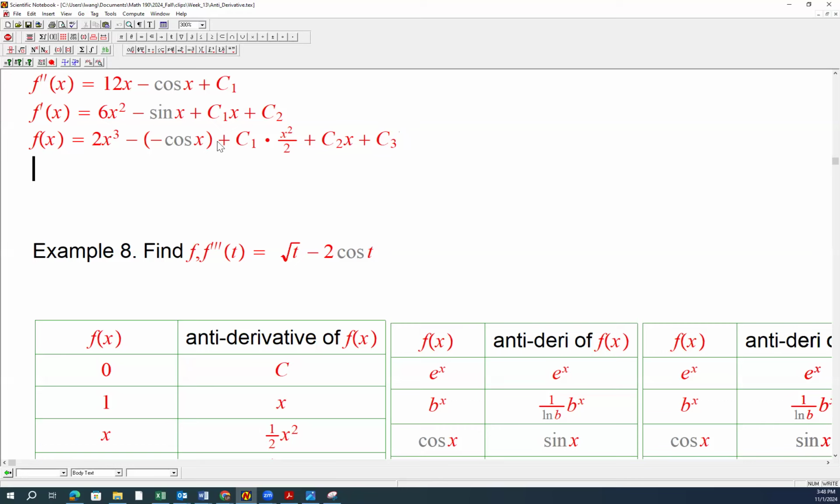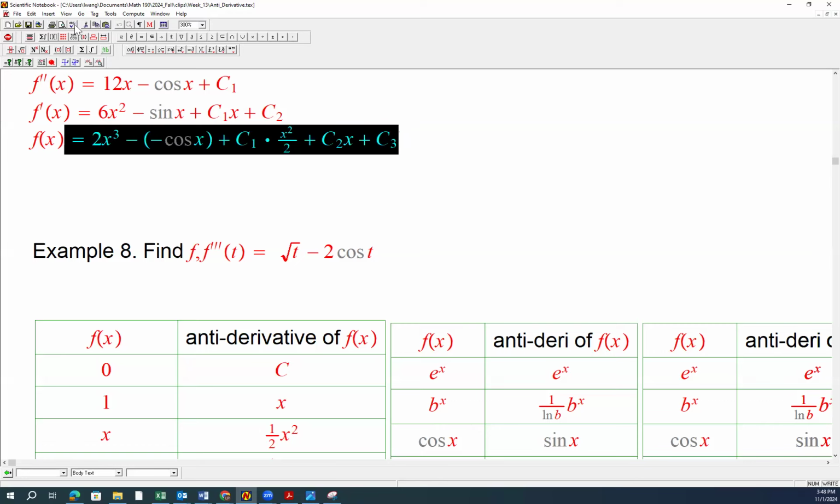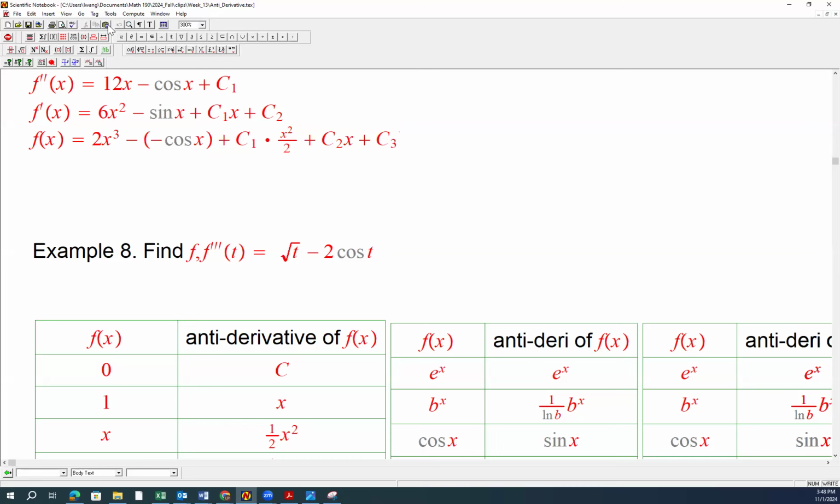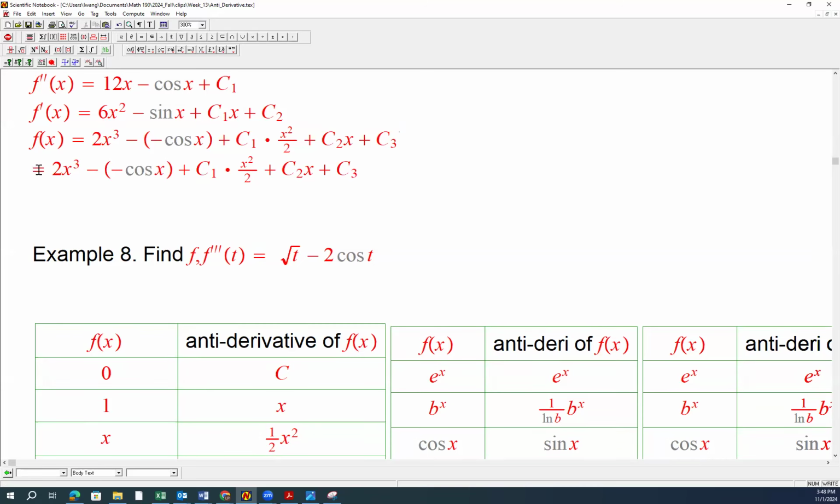Okay, almost done. So finally, okay? And this will be minus, minus, this is gonna be plus. So this is gonna be plus. And here C2 over 2, we can write C2 over 2. So this is just x squared.